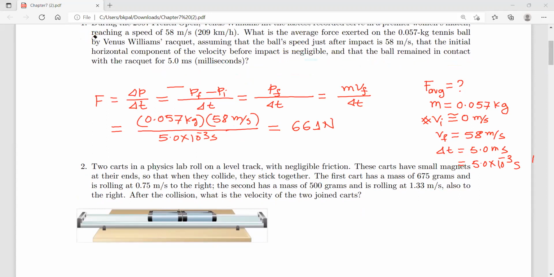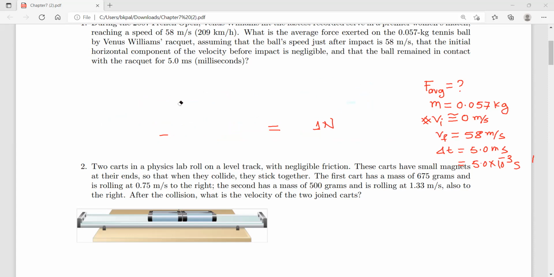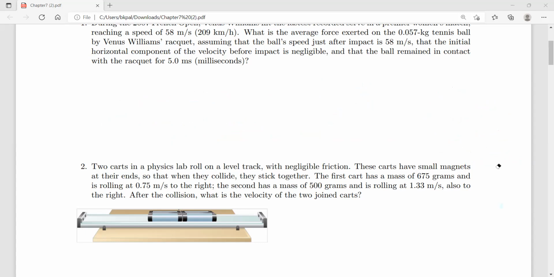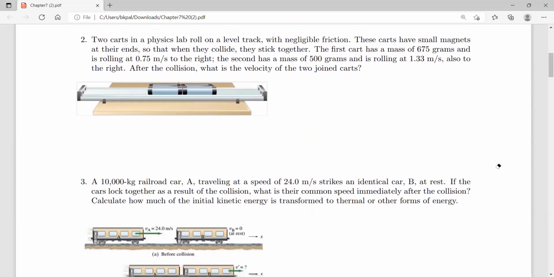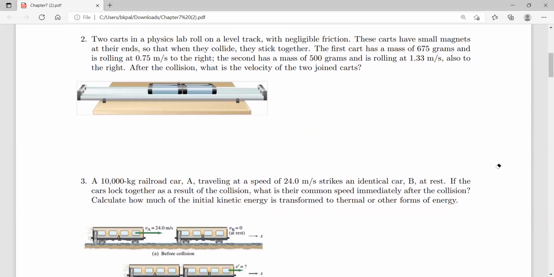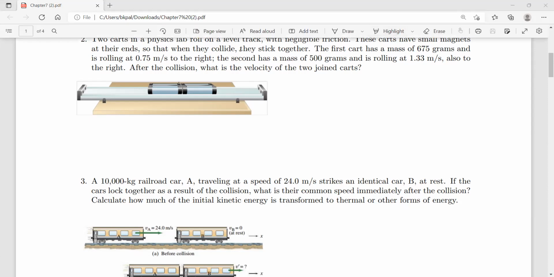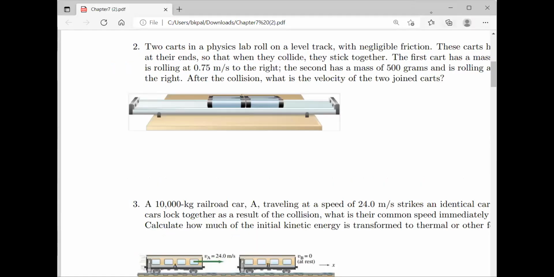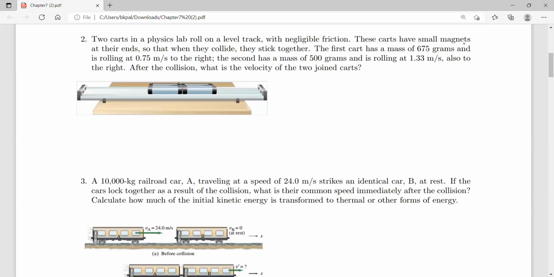All right, now let's move on. The next problem is this one.